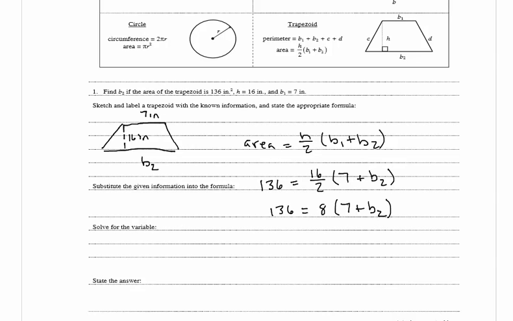And now I'm going to distribute my 8 through the parentheses, so I have 136 is equal to 8 times 7 is 56, and 8 times B2 is 8B2. And now we're going to subtract 56 from both sides, and I get 80 is equal to 8B2. And now we're going to divide both sides by 8, and we get B2 is equal to 10. And now it wants us to state the answer. And we can say that the length of B2 is 10 inches.